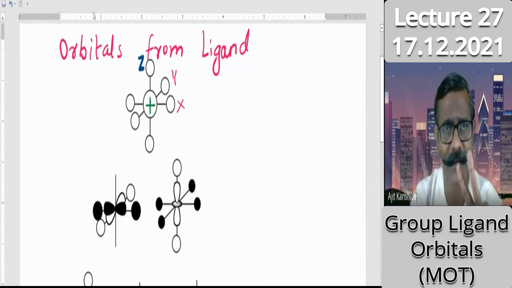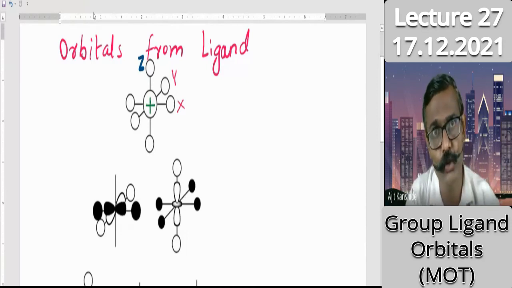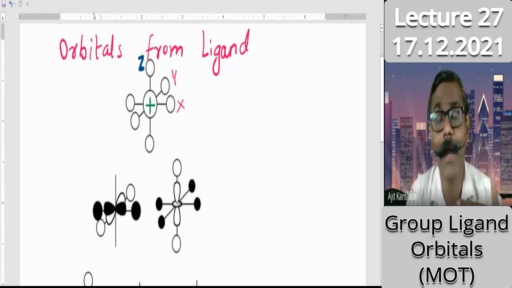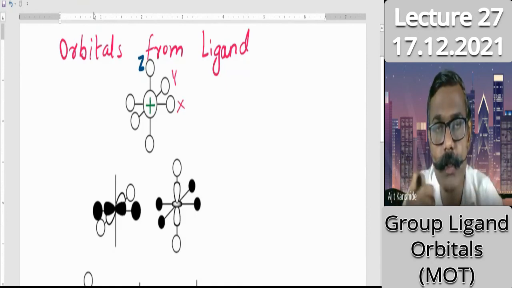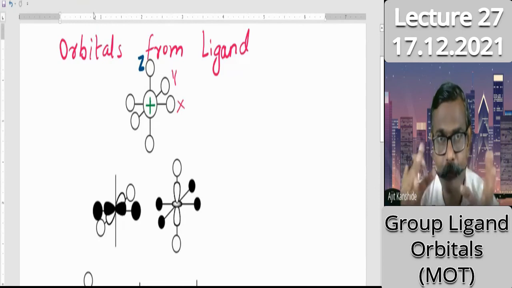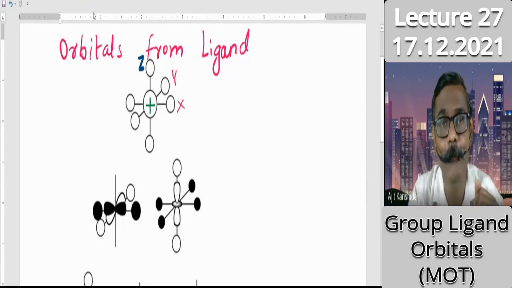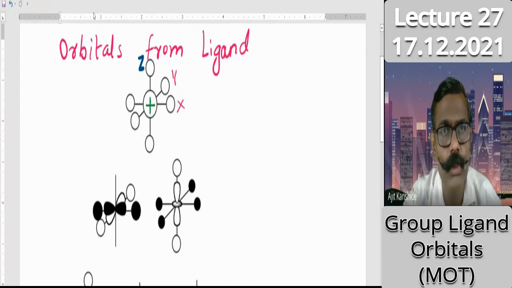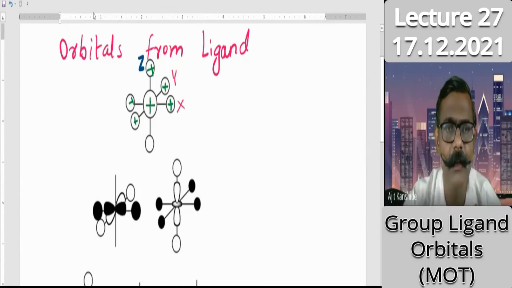Two types of interactions are there, additive and subtractive, constructive and destructive. And I want constructive interference here. For constructive interference, the combining wave functions should be the same. So here the s orbital is positive, meaning the wave function is positive. What should be the wave function for the ligand, positive or negative? Positive. Here positive, here positive, everywhere there will be positive.